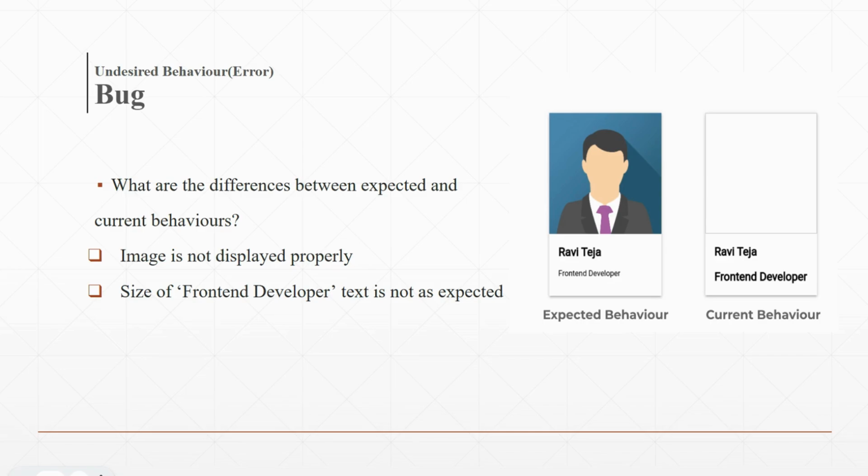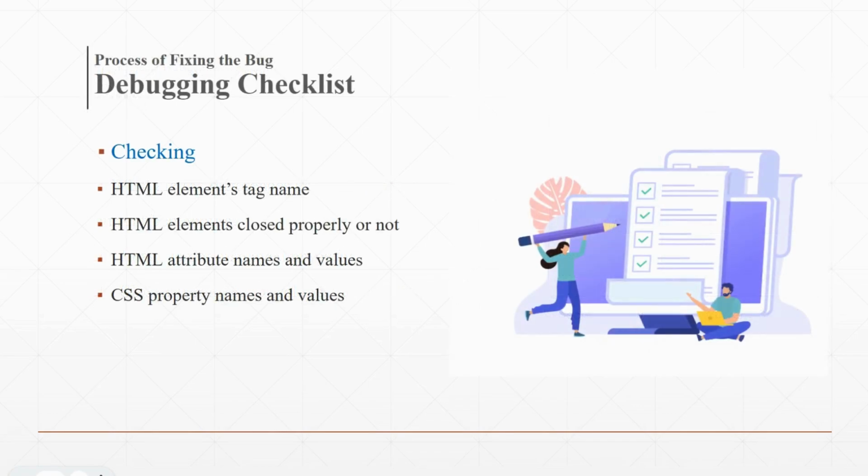Now, what's the next step after we have observed the bug? First, we have observed it. Now we have to fix the bug, right? The process of fixing a bug is called debugging. When you have a bug, you need to fix it. The process of fixing is called debugging. So identify the bugs and fix them.